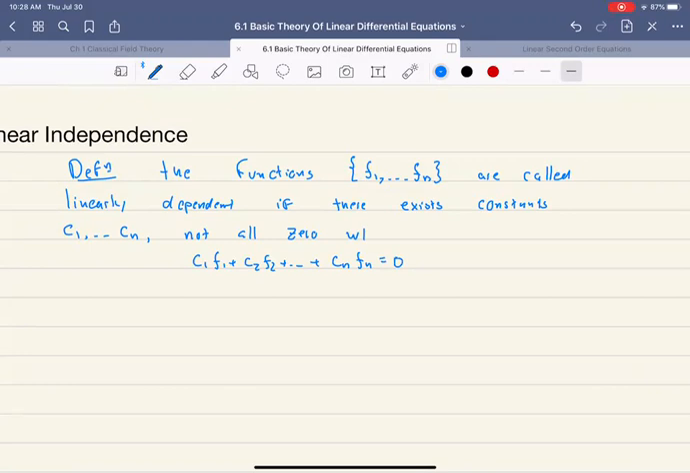Okay? And if that happens, what that means for us is that one of those functions can be written as a linear combination of the others. And really, it means any of the functions can be written as a linear combination of the others, as long as the c is not 0.